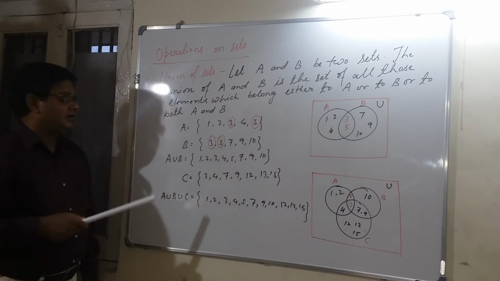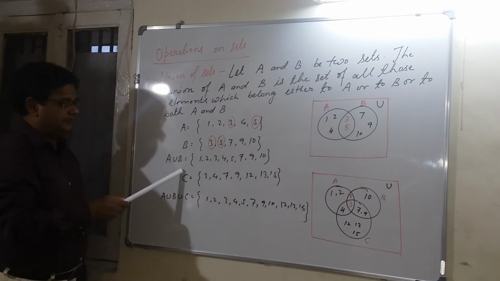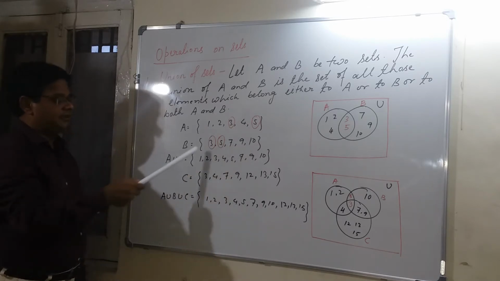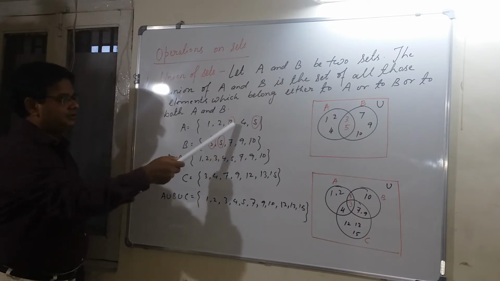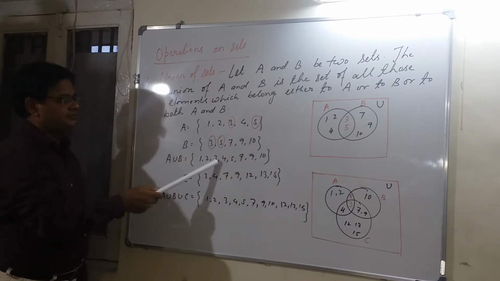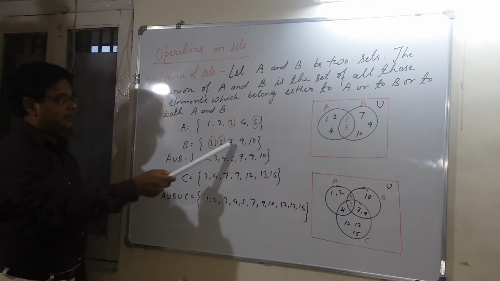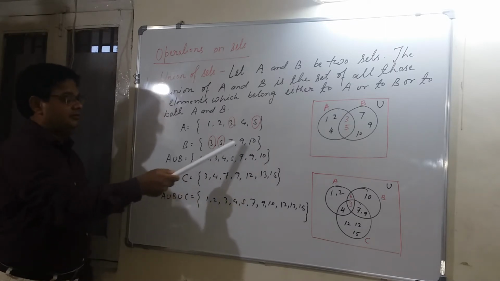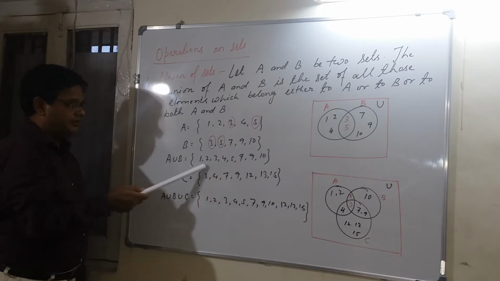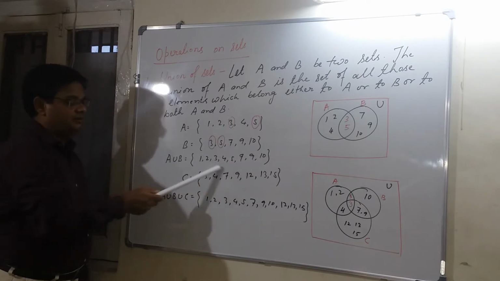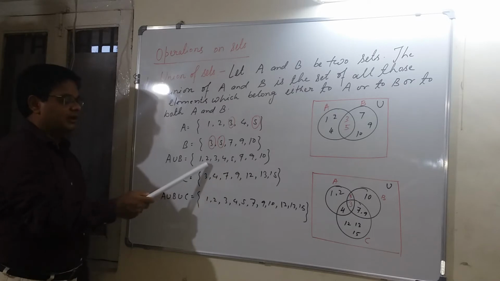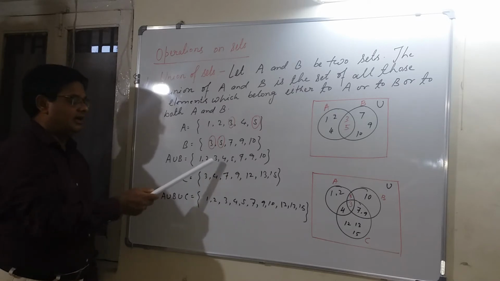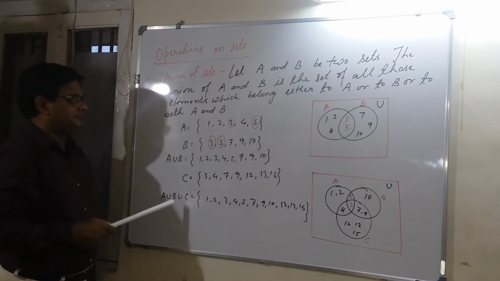For example, A equals {1, 2, 3, 4, 5} and B equals {3, 5, 7, 9, 10}. So for A union B we take 1, 2, 3, 4, 5, and then after that 7, 9, 10. Repeated elements should not be written two times, only one time. That means we write distinct elements.